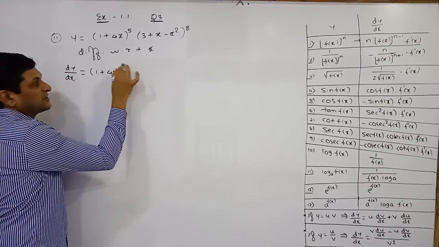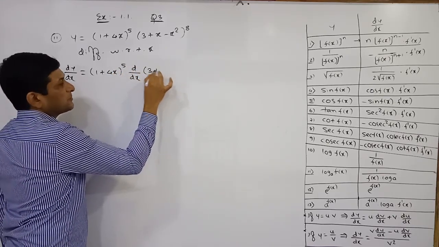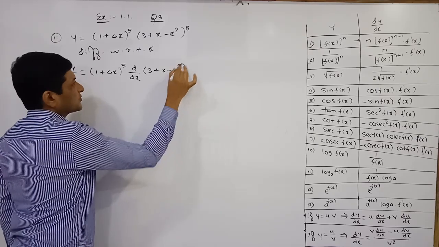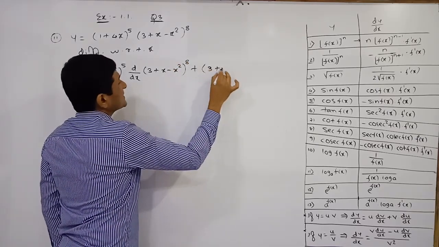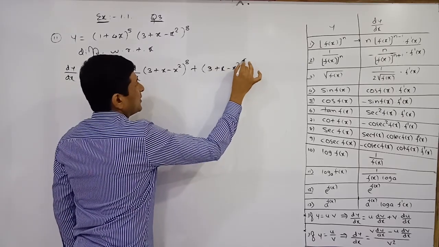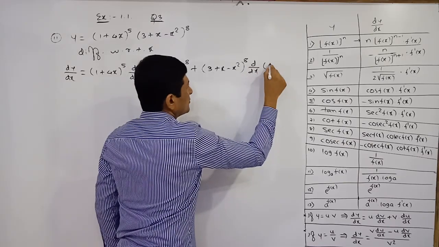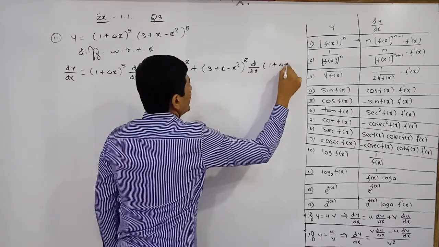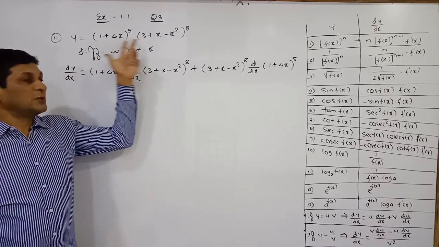So first term as it is into derivative of second term, where second term is (3 + x - x^2)^8, plus second term as it is, means (3 + x - x^2)^8 as it is, into derivative of first term, where first term is equal to (1 + 4x)^5. Now again if you observe here, a product of two terms is there.